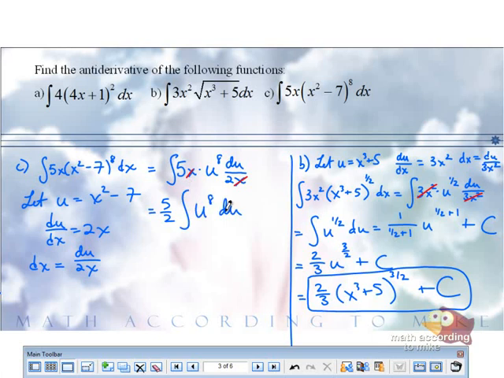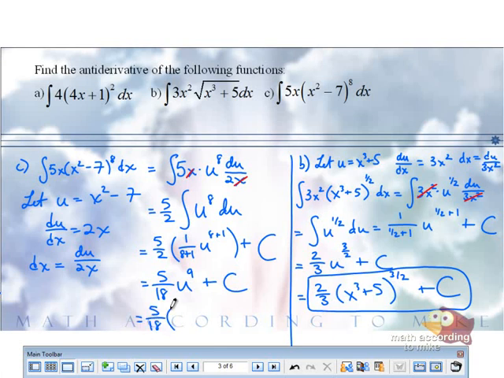Let's find the antiderivative of u to the 8th. What's n? 8. So this would be 1 over 8 plus 1, u to the 8 plus 1, plus c. So 1 over 8 plus 1 is 1/9. What's 5/2 times 1/9 without a calculator? 5/18 u to the 9th plus c. But we didn't start with u. Put your x back in. Hooray!